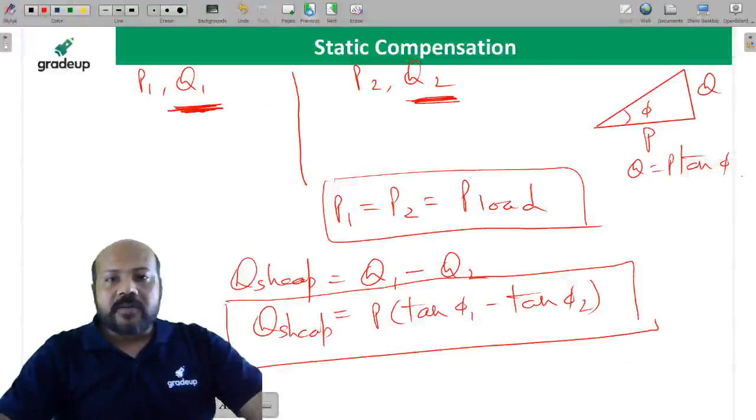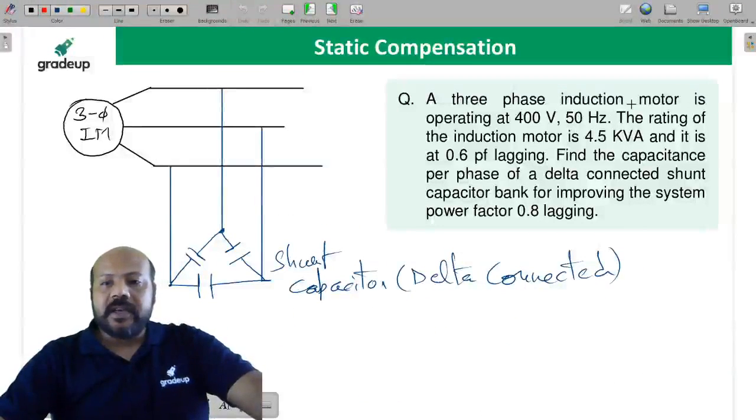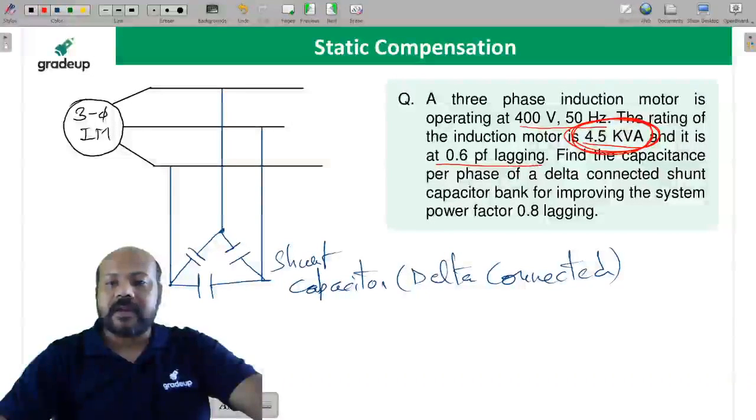Now just go to this problem and see what this problem is saying. This is saying an induction motor is operating at this voltage and frequency. The rating of the induction motor is this much, and this is the power factor. It means, can you tell me what is P load and what is Q load?